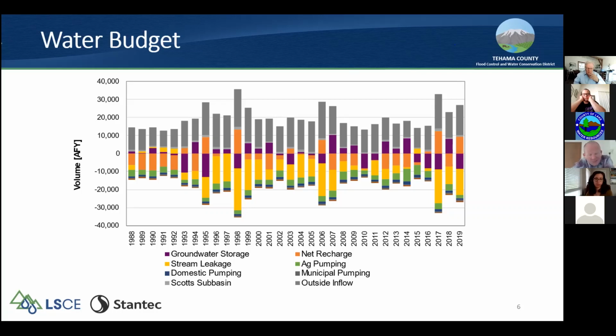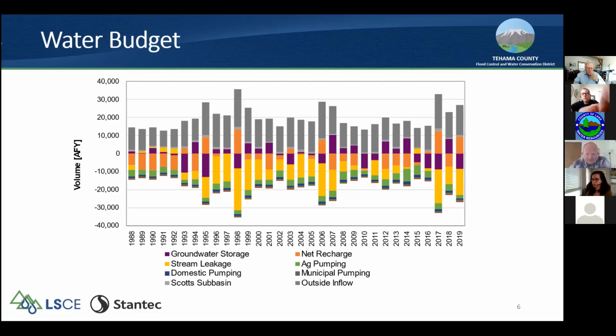Yeah. So again, this is draft, this doesn't need to end up on the front page of the newspaper, but this gives you a sense of how much water is being taken out of the basin, how much stream leakage is occurring. And again, this is very draft. It was just finished yesterday. I just wanted to show you the general concepts.